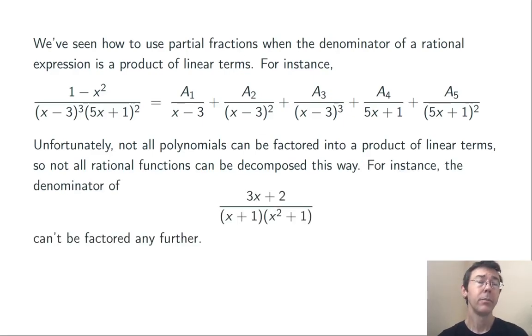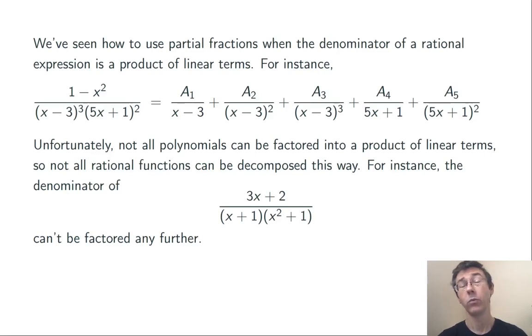Unfortunately, not every polynomial can be factored into a product of linear terms. Here's an example. Our denominator, x plus 1 times x squared plus 1, has an irreducible quadratic. X squared plus 1 can't be factored any further. The easiest way to see this, by the way, is using the discriminant of the quadratic formula, b squared minus 4ac. If b squared minus 4ac is less than 0, then the quadratic doesn't have any real roots, can't be factored any further, it's irreducible.